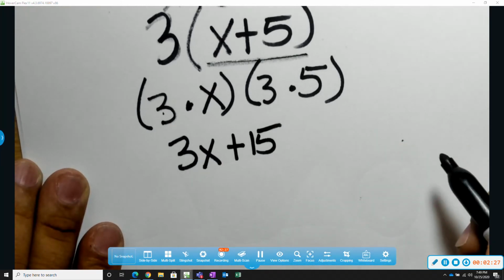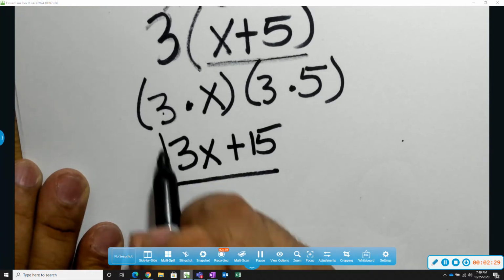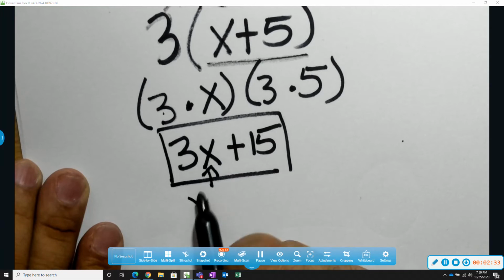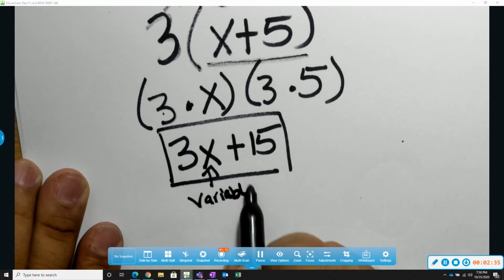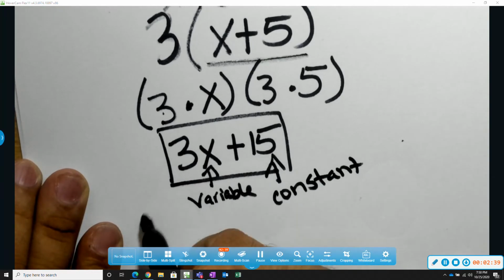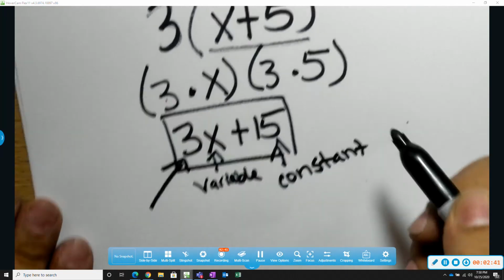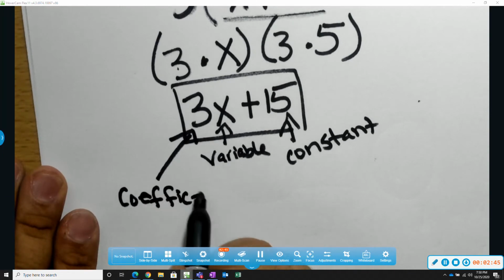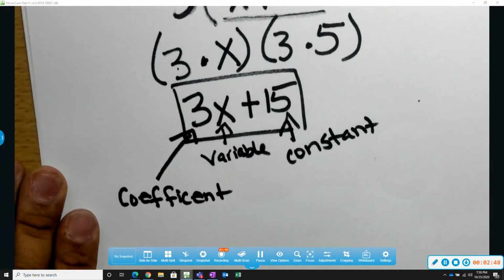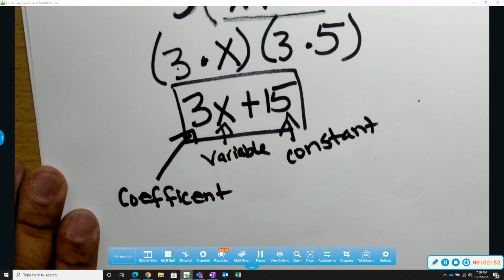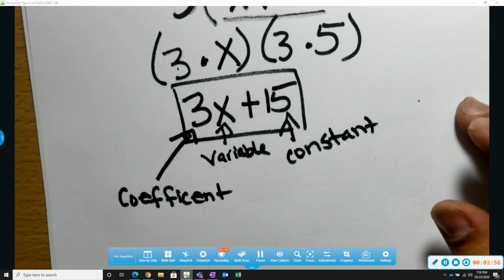So this is as simplified as I can get it because I have a variable term and then my constant. The number in front of the variable is what we call a coefficient. These are sums of like terms. Okay. Let's try another example.